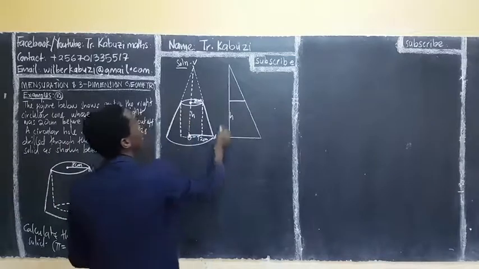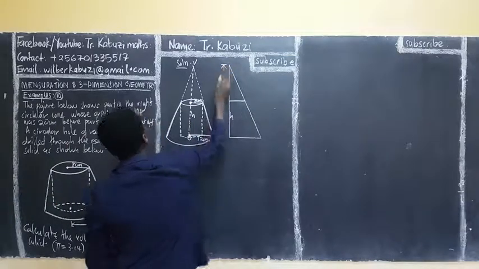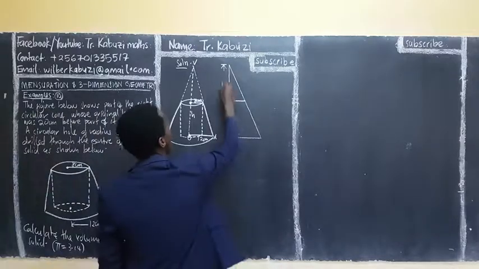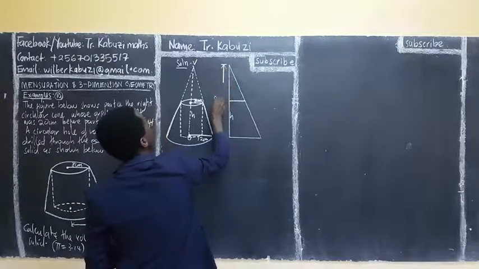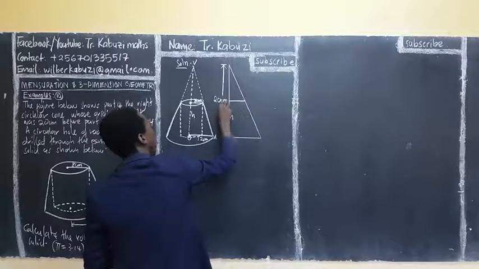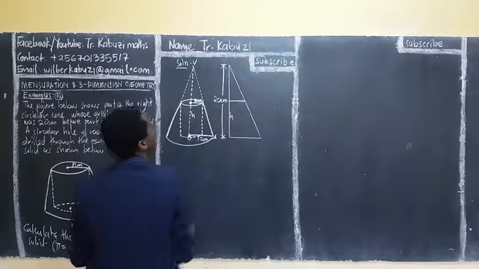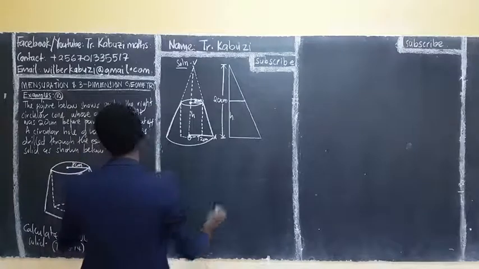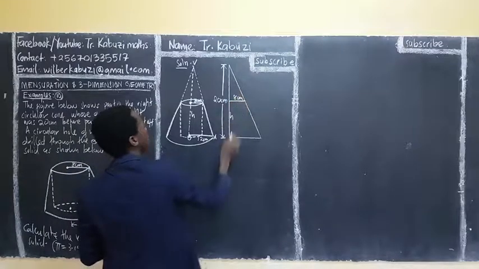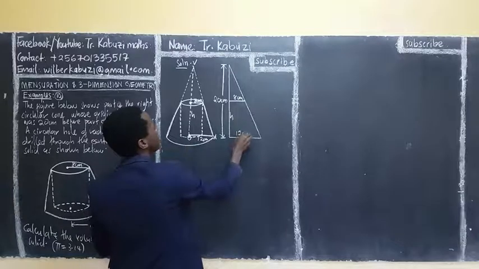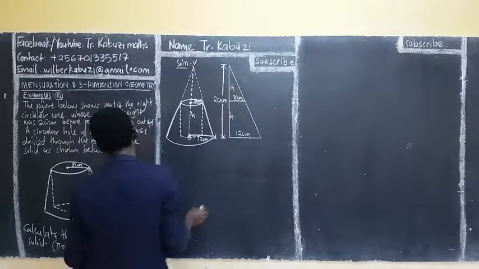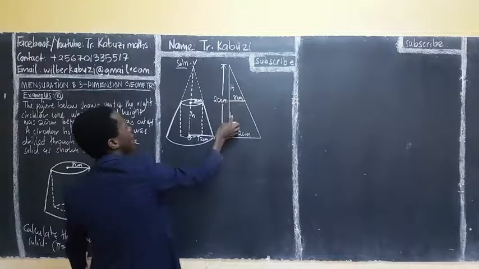So now they are telling us that the original height of this cone was 20 centimeters. So the height of this cone here, the original cone, is 20 centimeters. That's why I'm doing it first. Now, they are not giving me anything except this as 8 centimeters and this as 12 centimeters. Now, if I know this height here, I can get this height here.